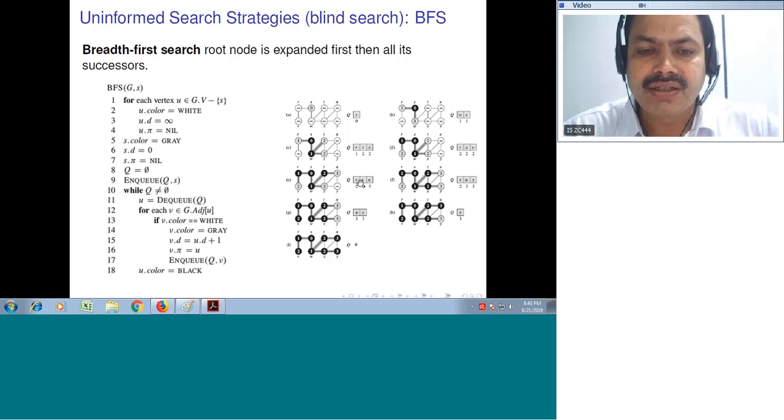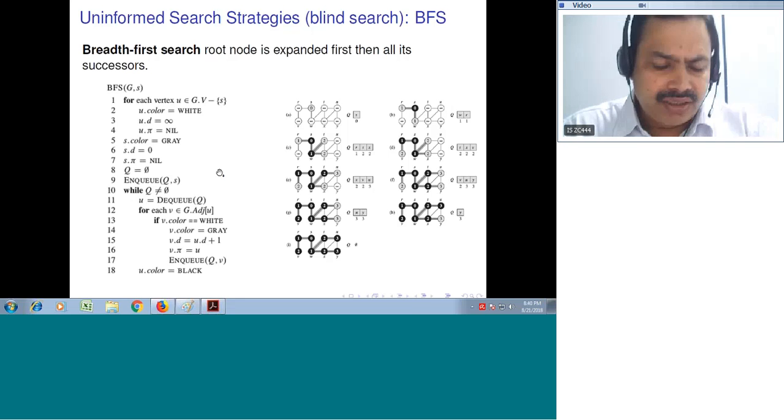Similarly, this time X is going to be removed. You see that it is black, and here a new item Y has been included. Then you remove V. Nothing has been added because all other things are black or gray. Then you remove U also, and U is also black. Then Y, and you see that all the things are now black.